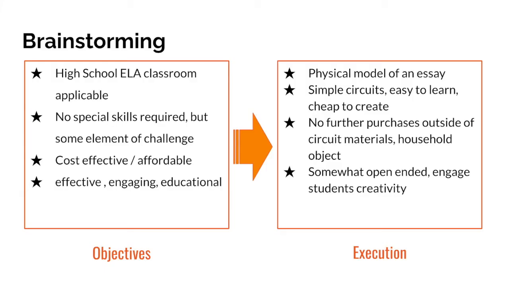So moving on to makerspaces in motion. I began my project by brainstorming what I wanted to accomplish. And while I was brainstorming, I came up with a few objectives that I wanted to keep in mind throughout my PIP. So for my final artifact, I wanted it to be applicable to a high school English language arts classroom. And that's because I'm in school to become a high school English teacher.